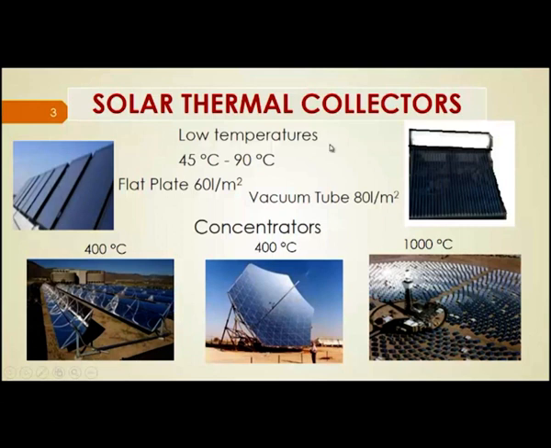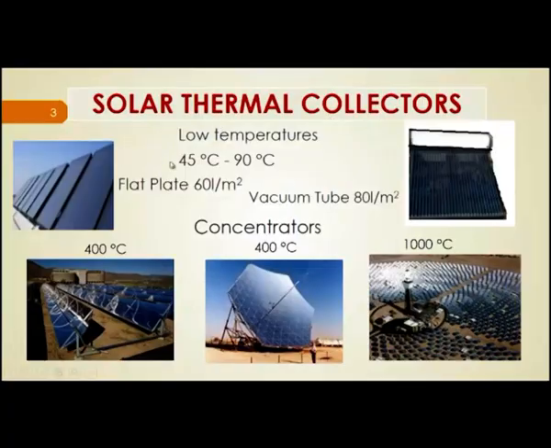Another low temperature solar thermal collector is the vacuum tube solar thermal collector. It is used to heat water in a range of 80 liters per meter squared area. These are low temperature thermal collectors. We can have higher temperature thermal collectors using concentrators. The concentrators can be of different types.